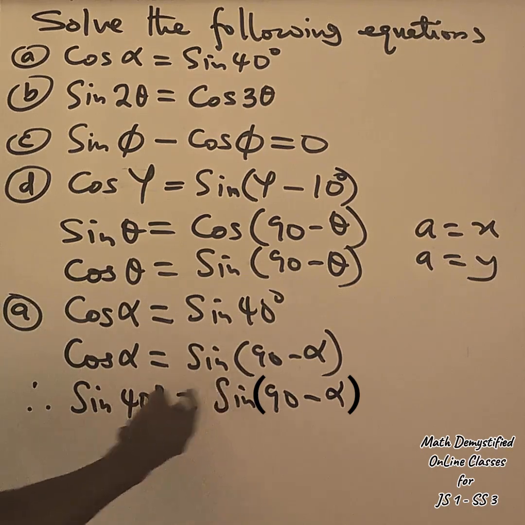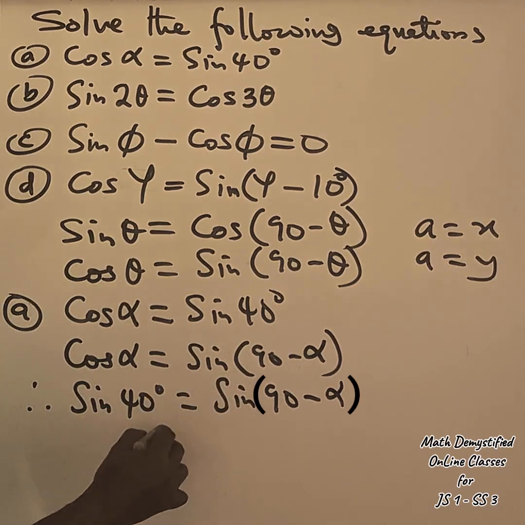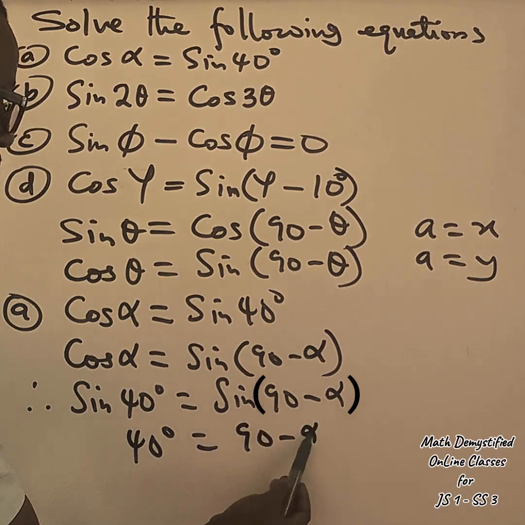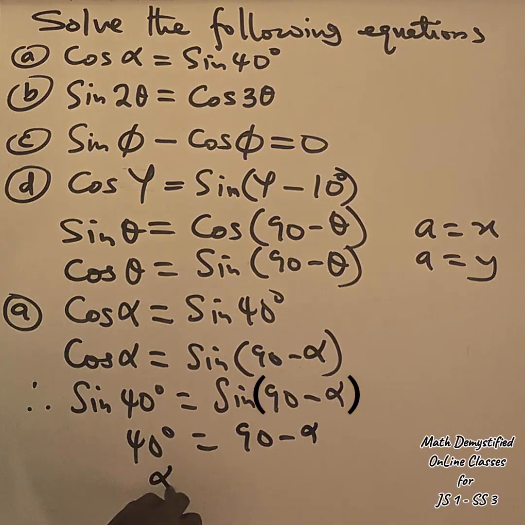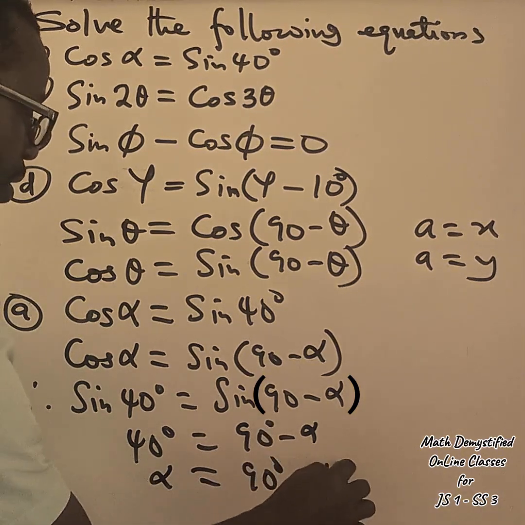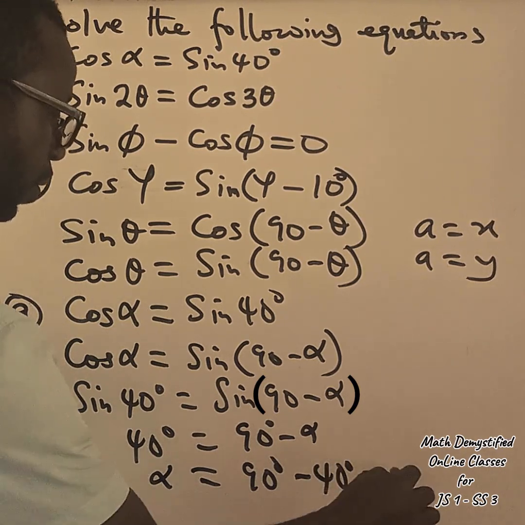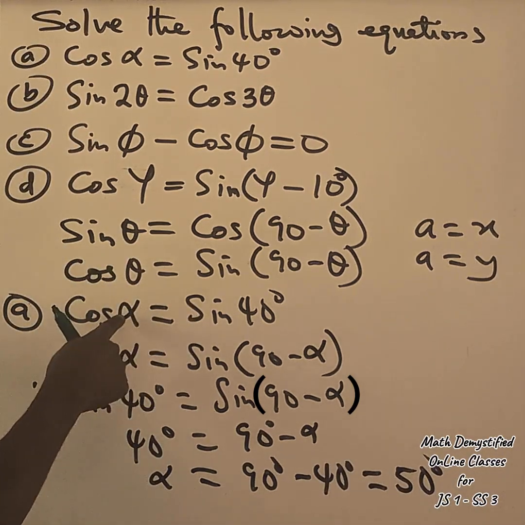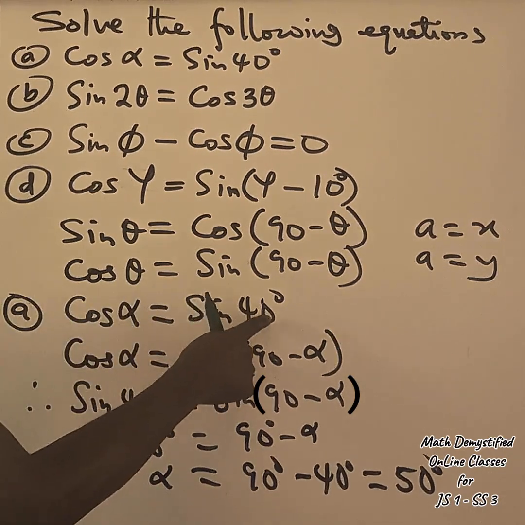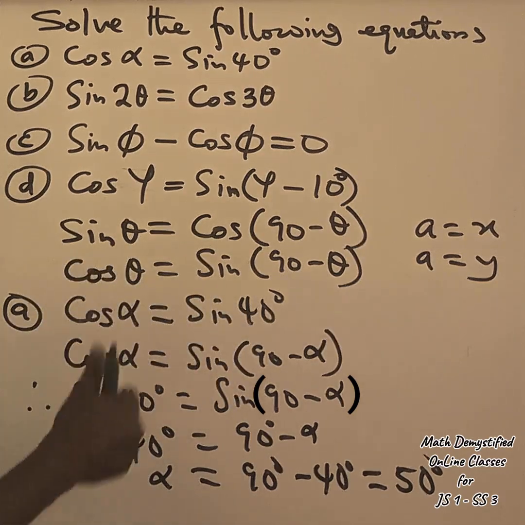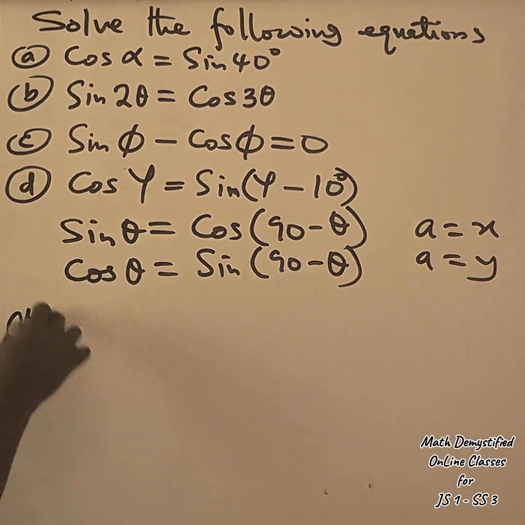Since they both have sine, we have 40 degrees equal to 90 minus alpha. If I bring this alpha to the other side, I'll have alpha equal to 90 degrees minus 40 degrees, and that gives me 50 degrees. And that is it. If you check it, put 50 degrees here and this is 40 degrees, by the time you combine the two of them, you should have 90 degrees. That tells you that you are correct. Let's try the next one.